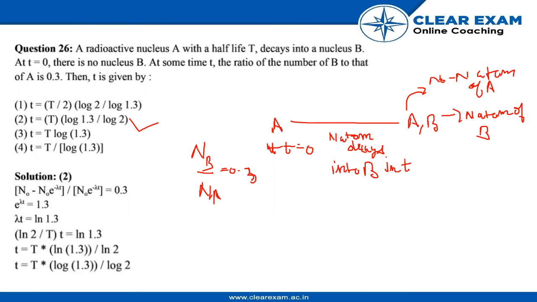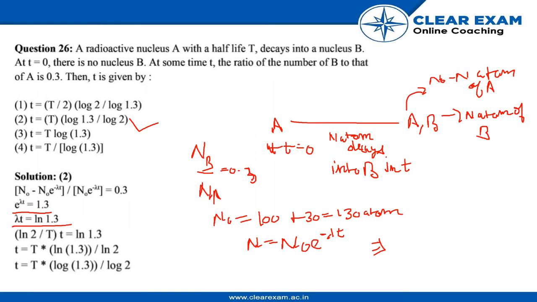It's given in the question. So now n naught, that is initial, would be equal to 100 plus 30, that is 130 atoms in total. Now by using the formula, n is equal to n naught e to the power minus lambda t. By putting this value, we can say e to the power lambda t would be equal to 1.3, and so now lambda t would be equal to log of 1.3 if we remove e.